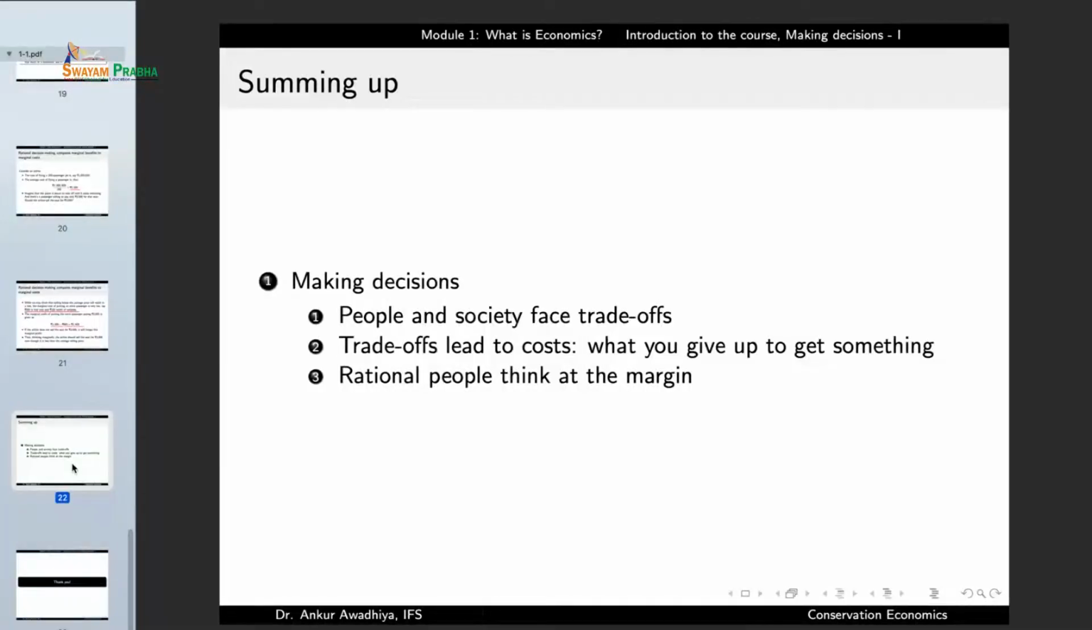So, to sum up, when we talk about making decisions, there are three important principles. One, people and society face trade offs, because there is a shortage of resources and our wants are unlimited, and so there is a trade off. These trade offs lead to cost, and cost is what you give up to get something. And what you are giving up could be in the form of money, like you are giving up 50 rupees to buy a pen. So, that is the cost of this pen.